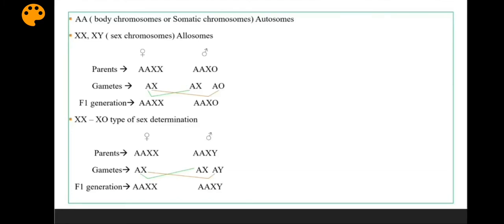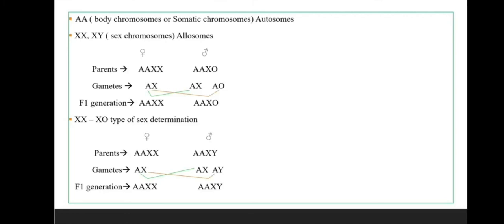XX, XO type of sex determination. In this type, the female has 2X and the male has only one X chromosome. During gamete formation, only one type of gamete carries the chromosome; the other does not have a chromosome. Next, XX, XY type of sex determination can be seen in Drosophila and human beings.